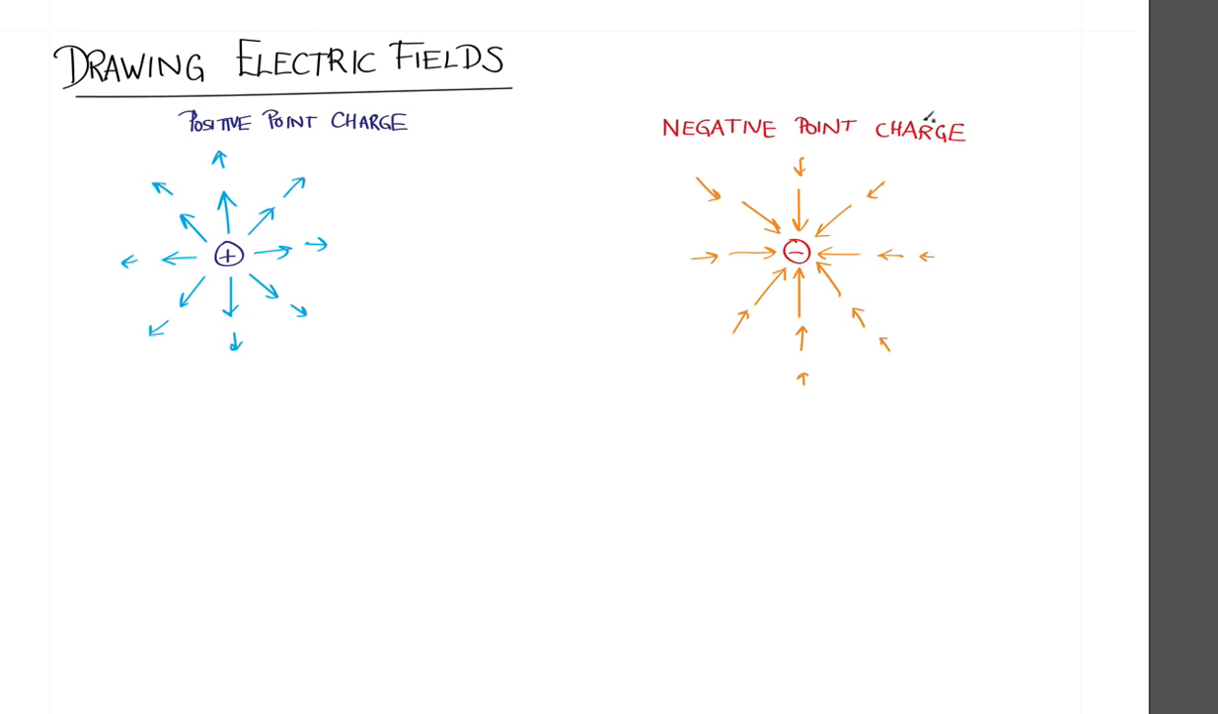This is kind of a pain to draw, so this is usually not how we actually draw the electric fields. How we actually draw them, I'll show you in a second. So let's imagine we have a collection of, let's say, a pair of charges. So let's say we had two positive charges.